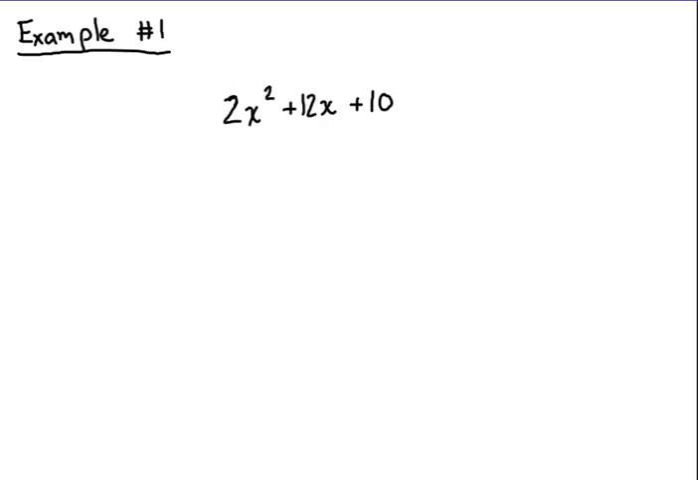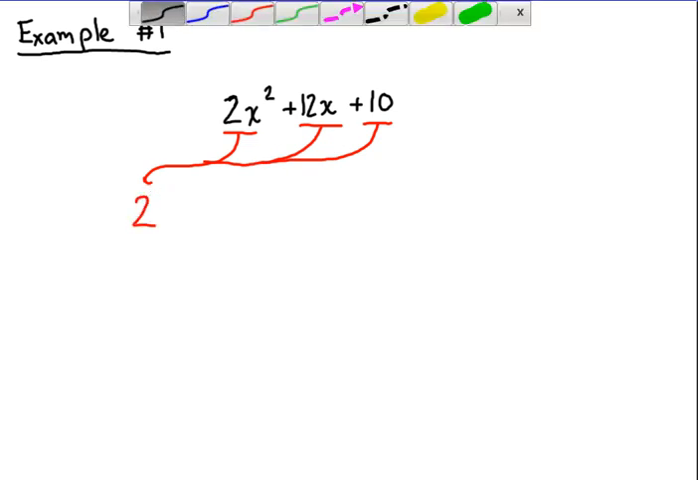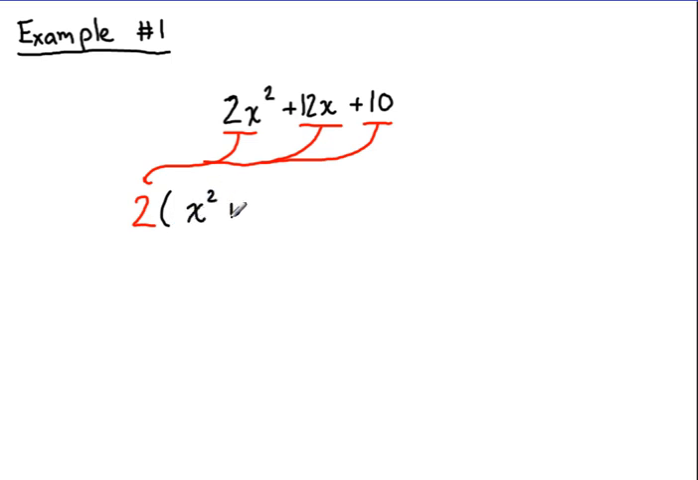Alright, example number one here. We're starting out with a quadratic. Looking at each of the three terms here, we can see that we can take out our greatest common factor of 2. Every term is divisible by 2. So if we factor a 2 out from each term, we're going to put our common factor out front. What we'd have left over from our original polynomial would be x squared plus 6x plus 5.